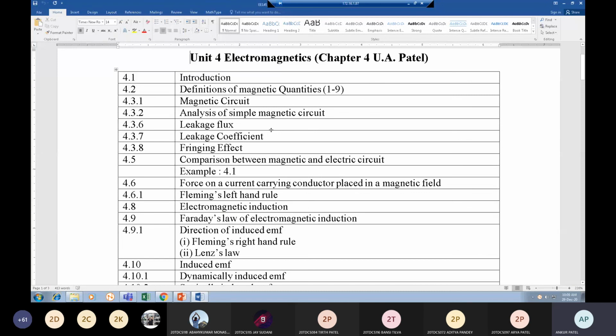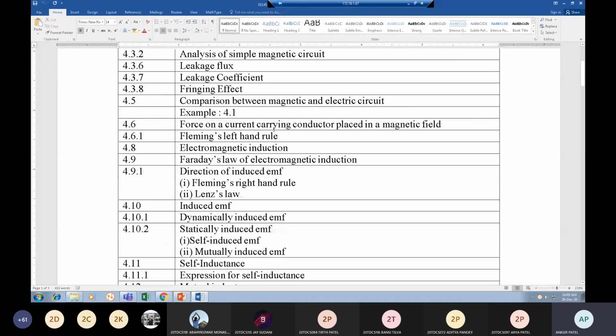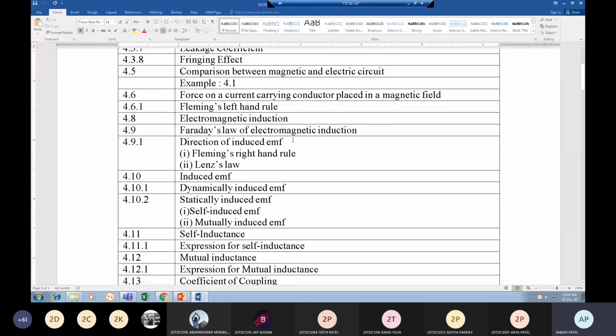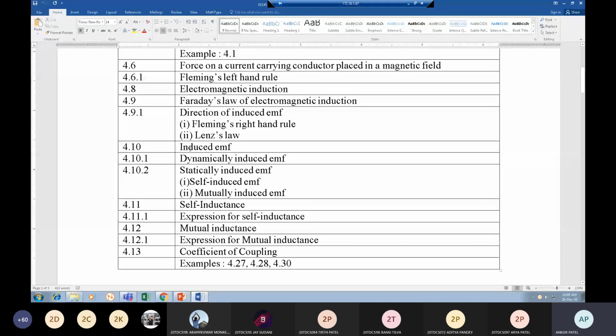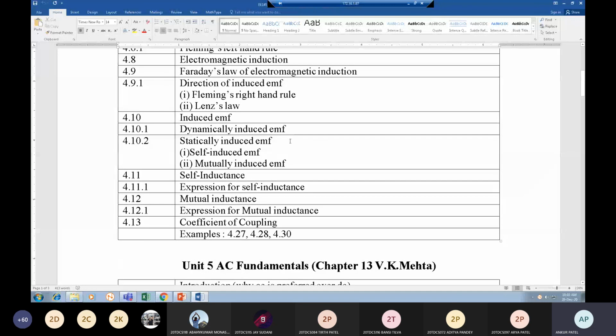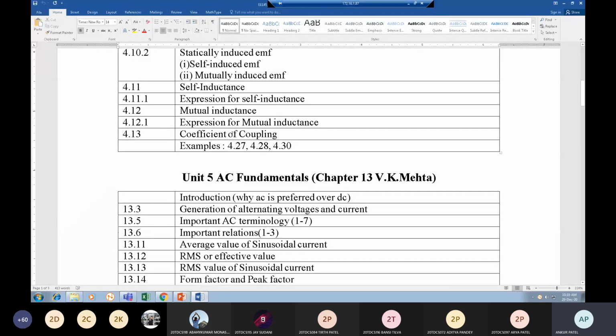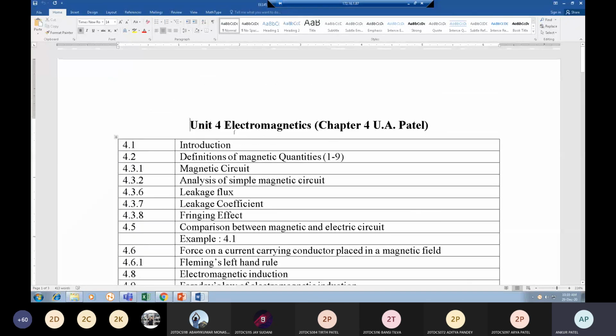So you can see this question bank, this content you are going to study. Now I will move to 4.10: induced EMF, dynamically induced EMF, statically induced EMF, self-inductance, expression for inductance, mutual inductance, and coefficient of coupling. So this is your unit number 4.